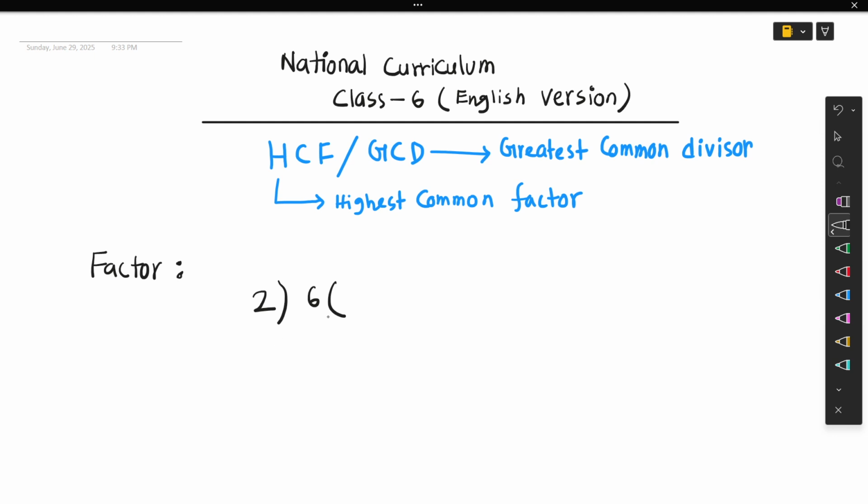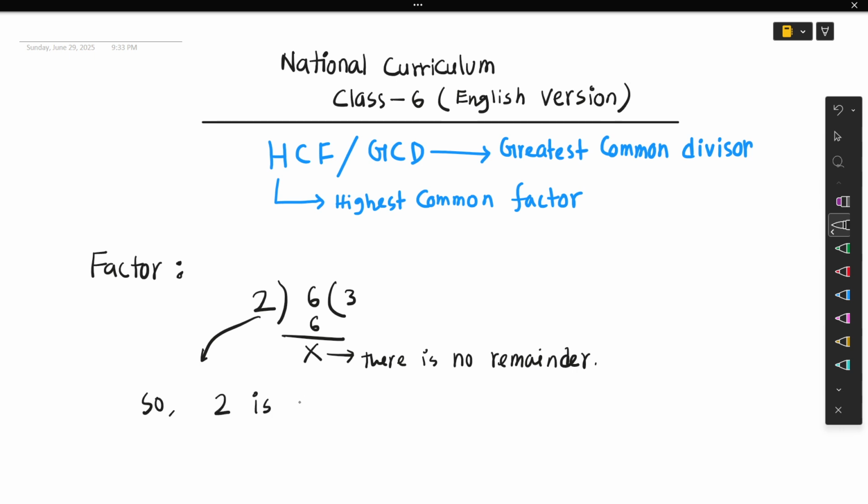আচ্ছা, এটাকে যে কতবার যায়? It gets 3 times and you get 6. Finally you have 0. So there is no remainder. So 2 is a factor of 6. So 2 is a factor of 6, right?